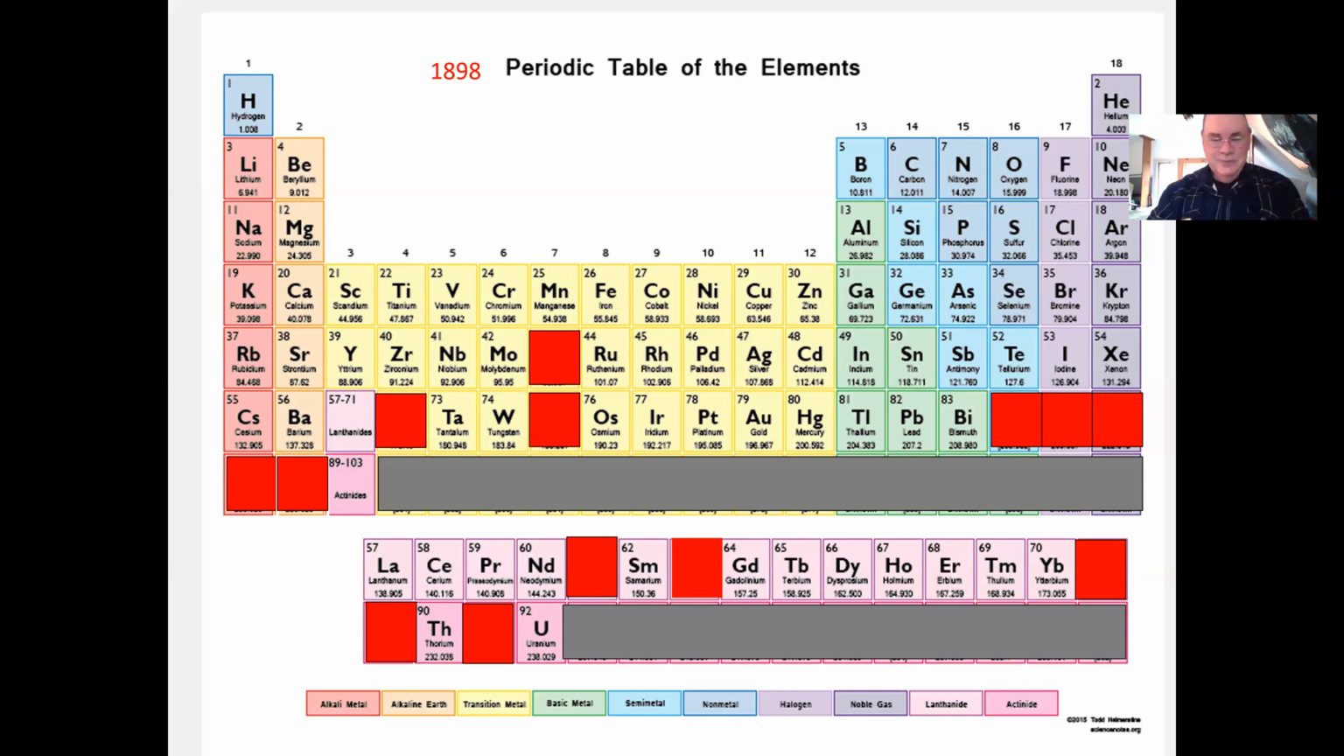So here we have the periodic table of 1898. The latest thing that was put here was the noble gases here, done by Ramsay and his team. And let's just go through what radioactivity was. By the way, there were 13 holes here.